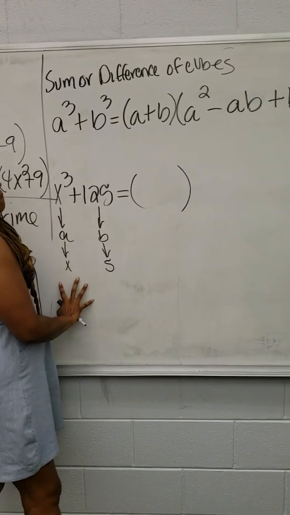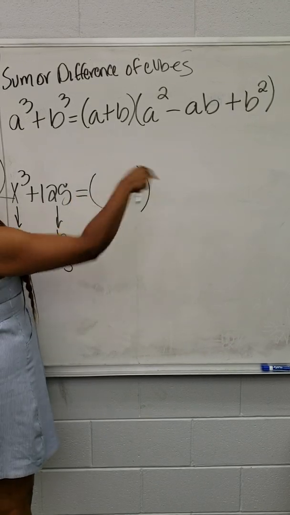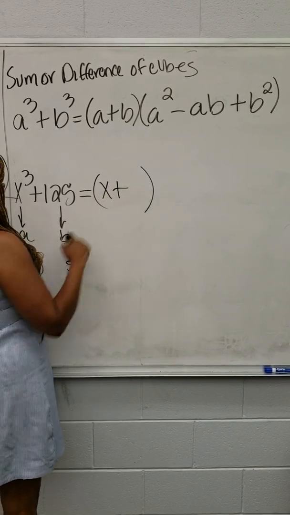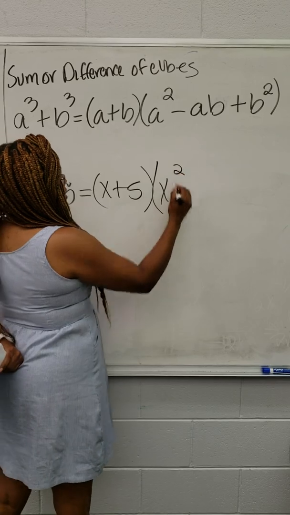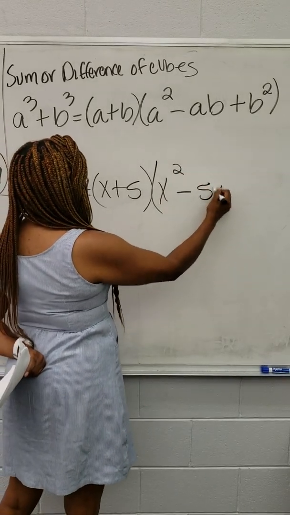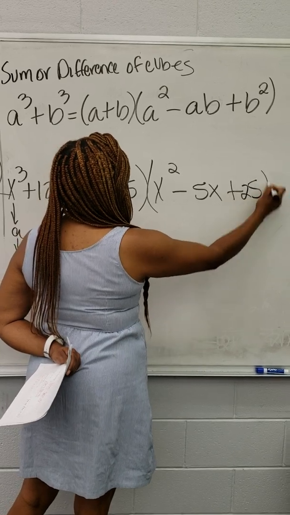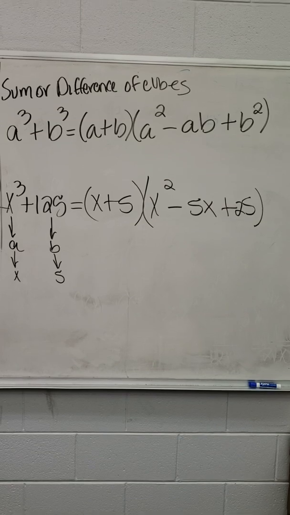So now it is simply taking your a and your b and plugging them into the formula. So my a is x and my b is 5. Then this should be x plus 5 times x squared minus 5x plus 5 squared, which is what? 25. And then I have found my sum of cubes.